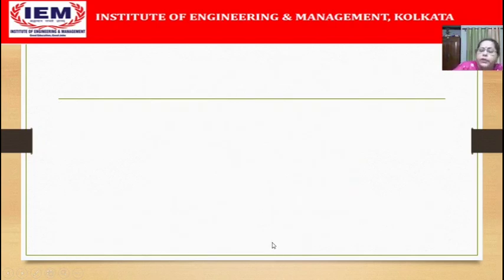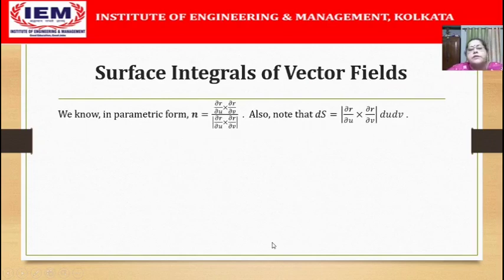Now let us see how we actually evaluate surface integrals. When we are representing the surface in parametric form, we have seen that the unit normal is given by del r del u cross del r del v divided by the magnitude of this expression. And note that the surface element dS will be given by the modulus of del r del u cross del r del v du dv, because we know that this modulus actually gives the area of the parallelogram with the sides del r del u and del r del v.